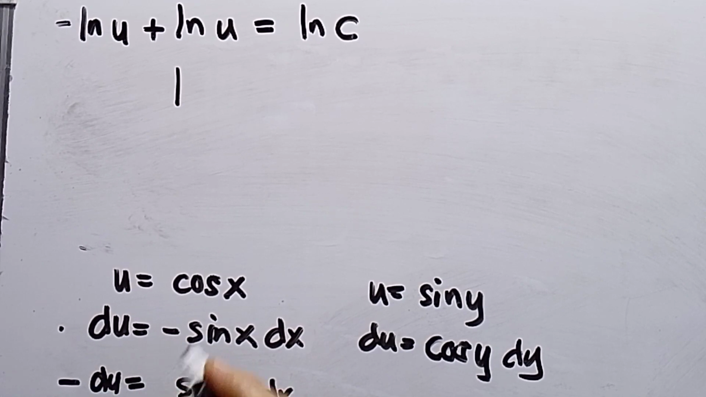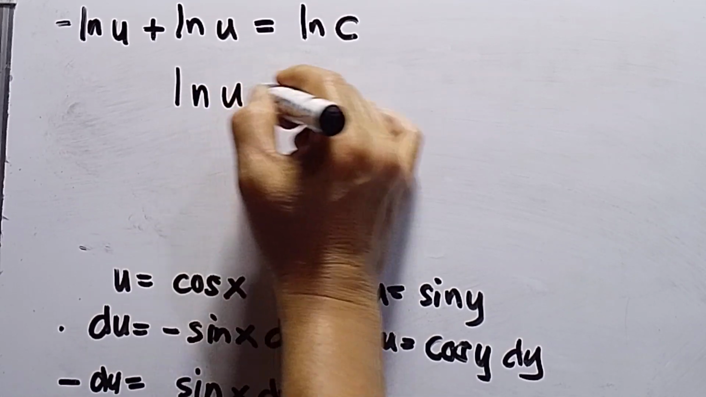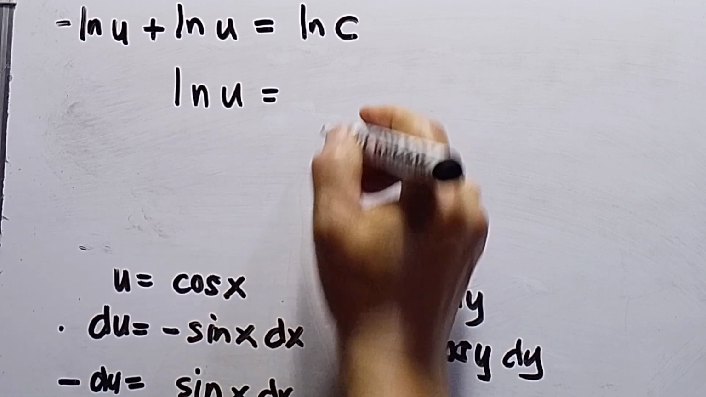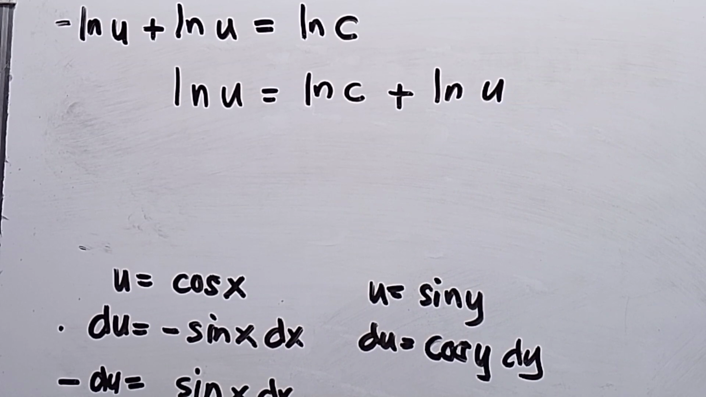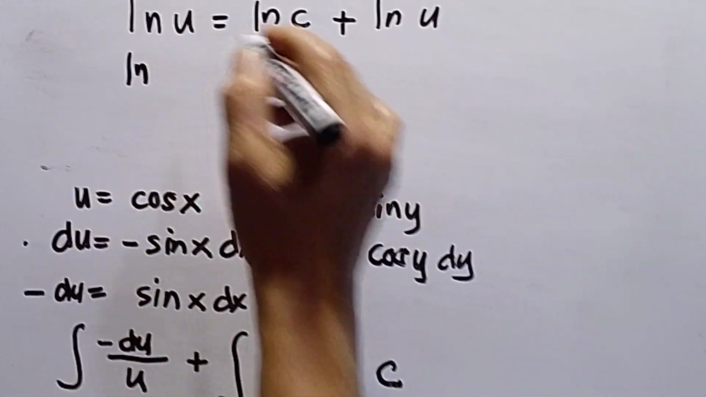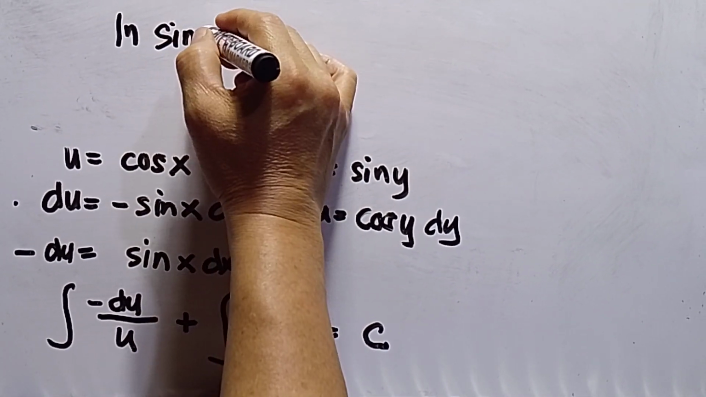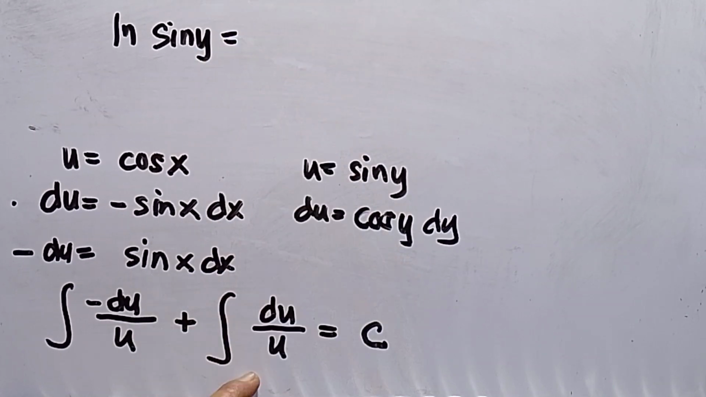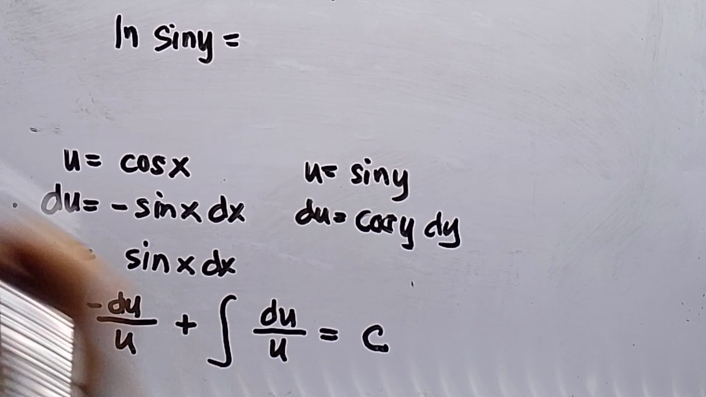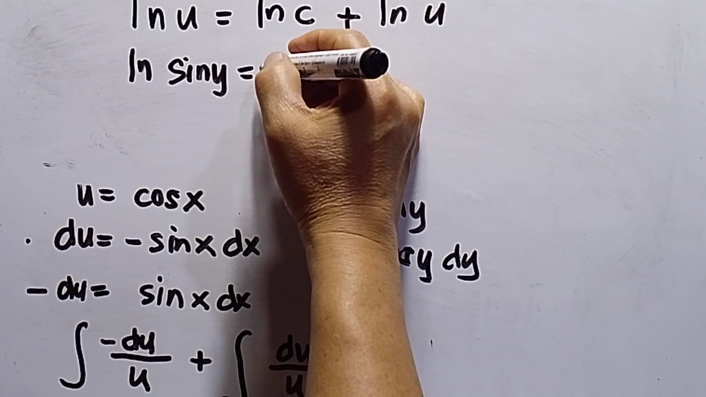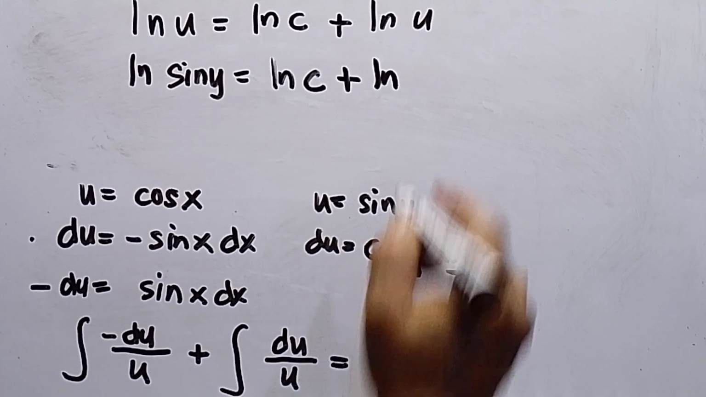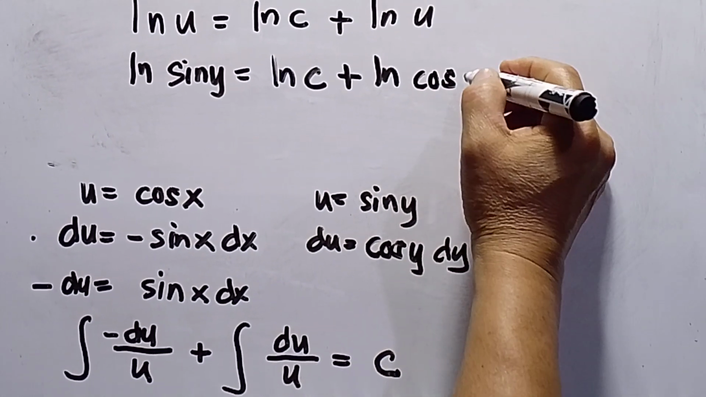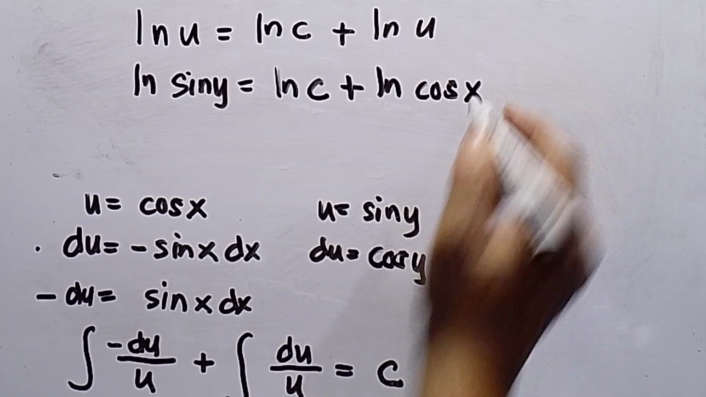I can transpose this one to the right. So this will be ln c plus ln u. So this one is ln u, this is ln sine y, and then this is equal to ln c plus ln cosine x. This is cosine x.